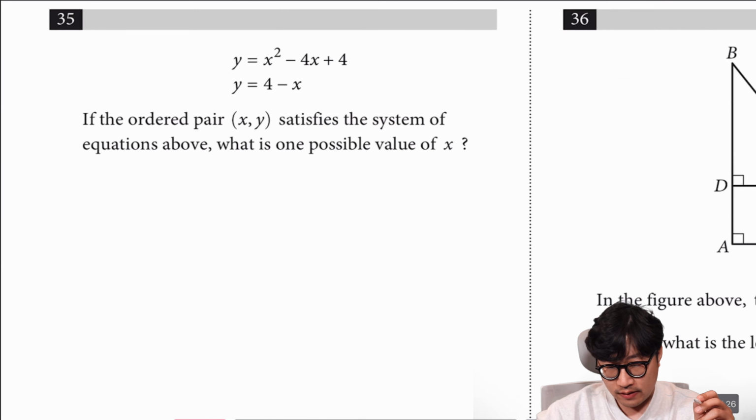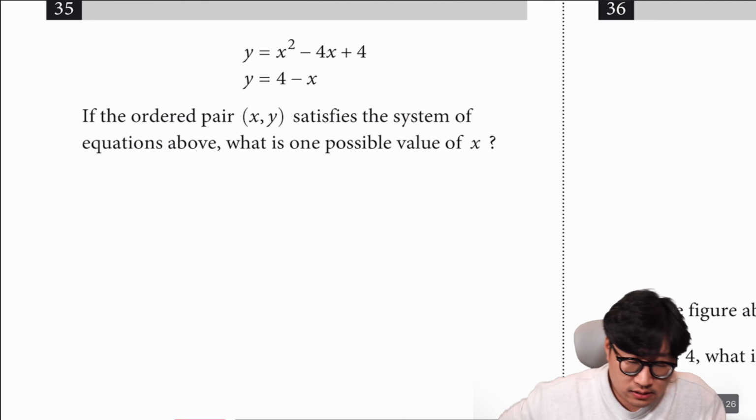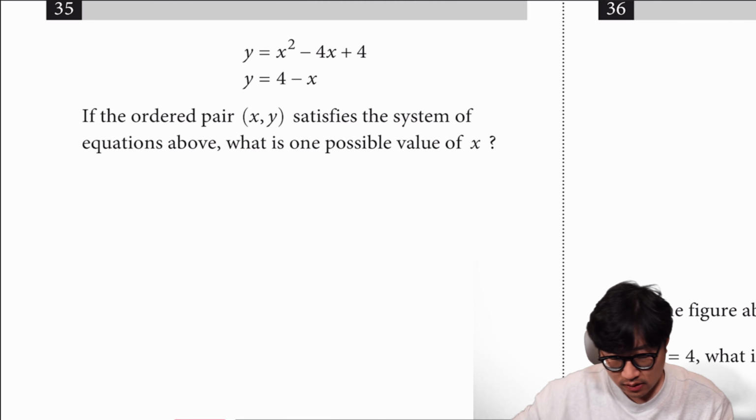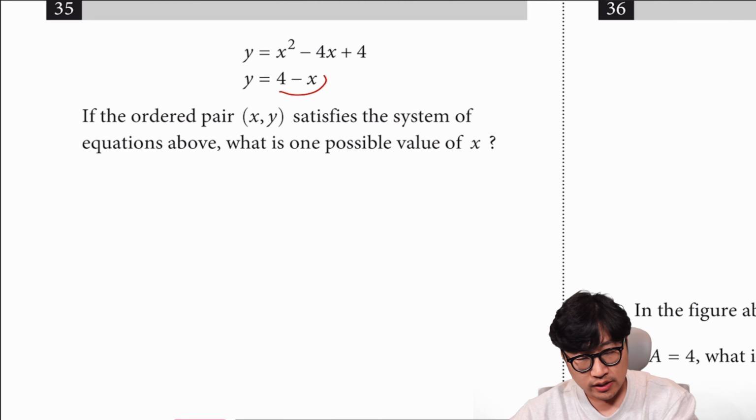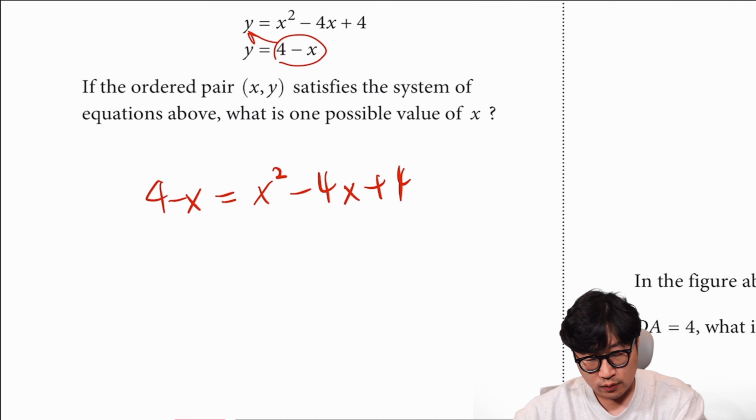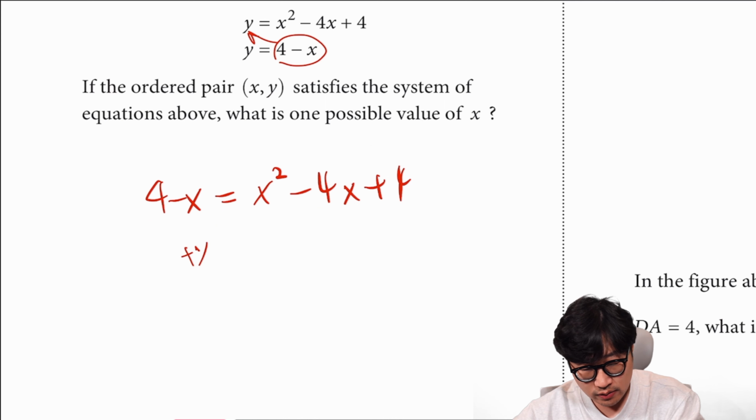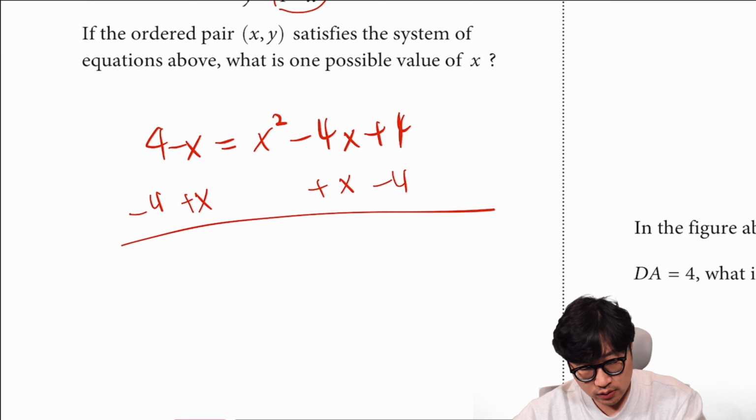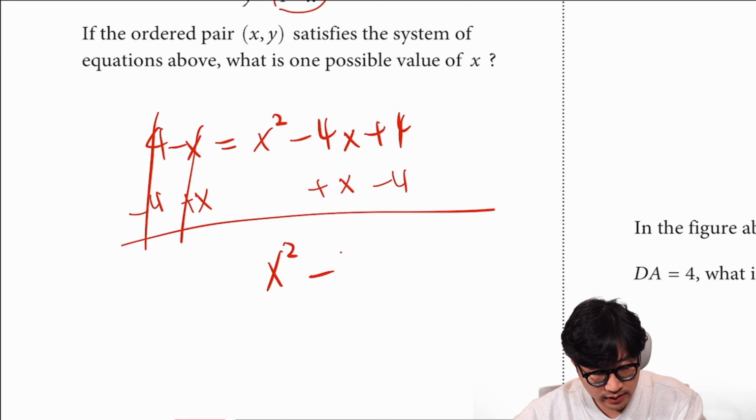Number 35. If the ordered pair, what is one possible value of x? So let's go ahead and just do substitution. Just put that right there. So 4 minus x is equal to x squared minus 4x plus 4. Typical quadratic. Move it over to one side and set it equal to 0. Go ahead and add x on both sides. Go ahead and subtract 4 on both sides. So when you do that, you get x squared minus 3x.